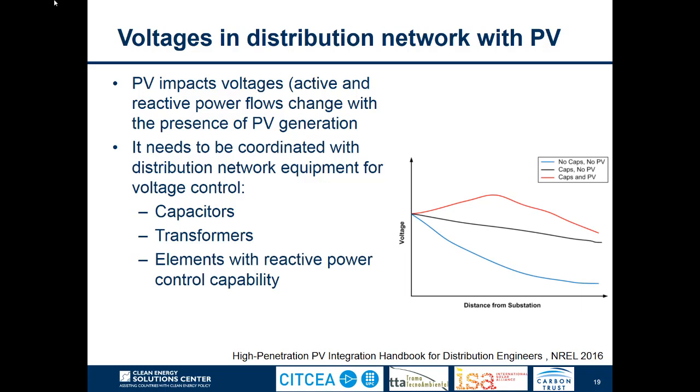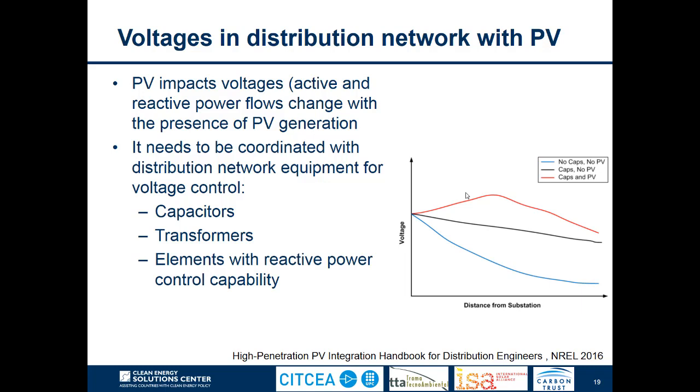It needs to be coordinated with the distribution network equipment for voltage control. So we can use different equipment, and this equipment needs to be coordinated with the solar inverters we are using. This equipment can be capacitor banks, standard capacitor banks to control reactive power, transformers, also to adjust the voltage and reactive power in the system, and in general elements with reactive power control capability.